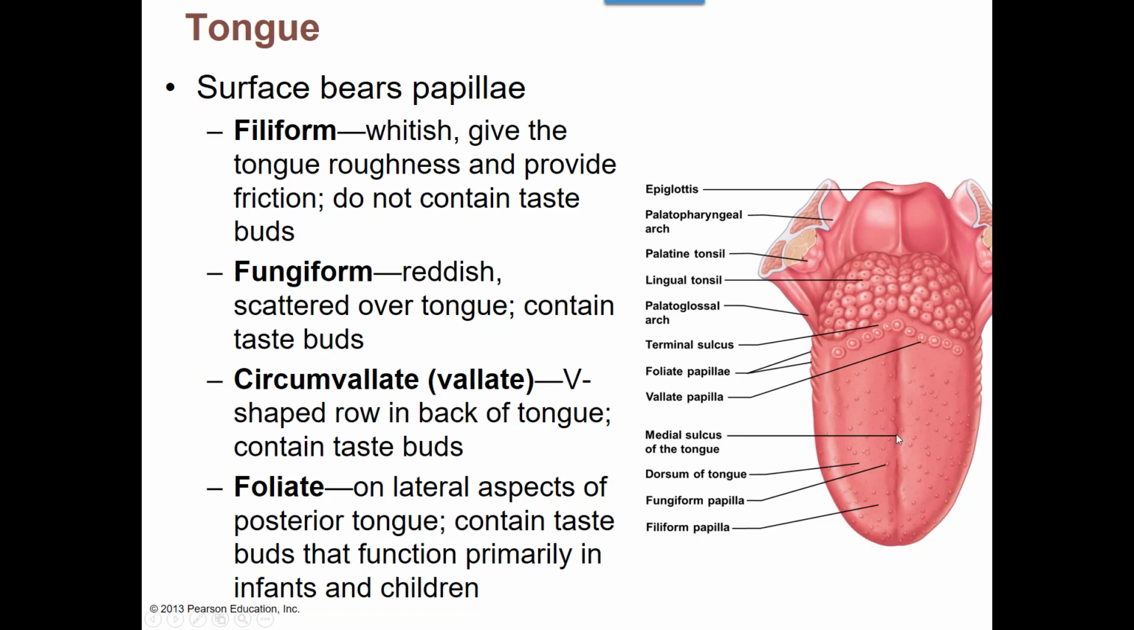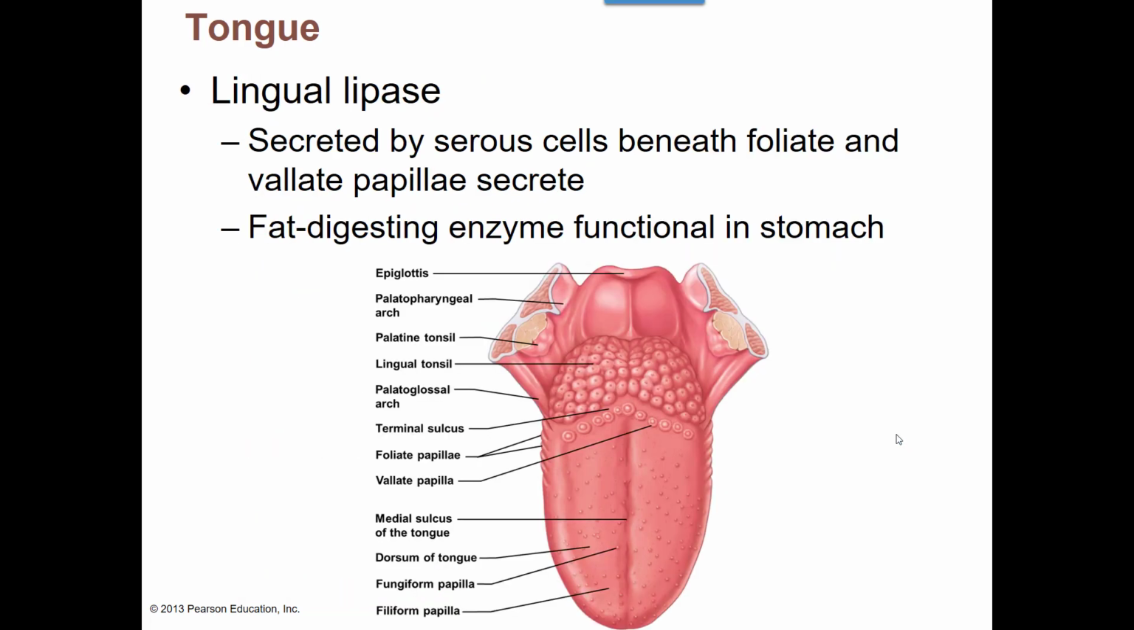Now, your tongue can secrete an enzyme. It's called lingual lipase, because lingual means tongue. So when people are bilingual, they can speak in tongues or multiple languages.